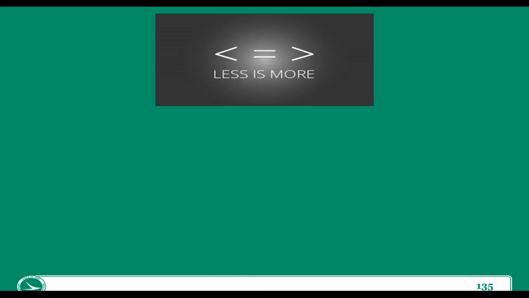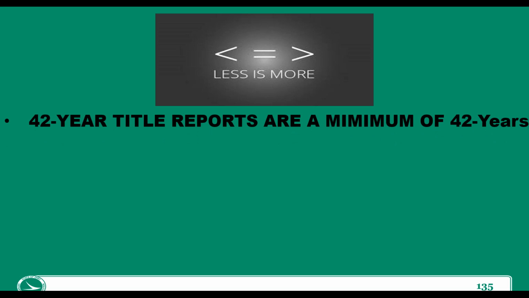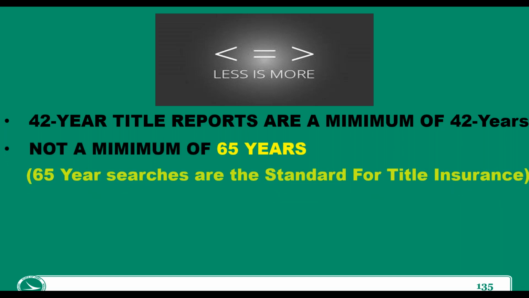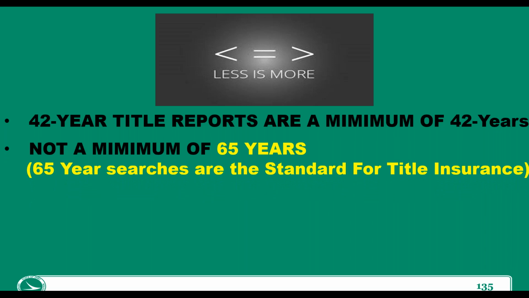Issue 5, too much information, less is more. Okay, 42-year title reports are a minimum of 42 years. Yes, they could go 100 years, 50 years, whatever it is. They are not a minimum of 65 years. 65 years is the standard for title insurance. We're not doing title insurance. We are doing an ODOT title report. I've heard of certain districts that are requiring their RSs to perform 65-year title researches.